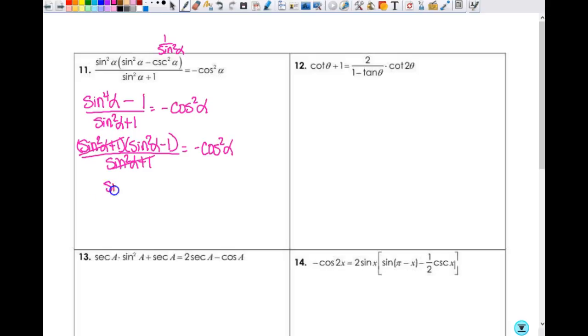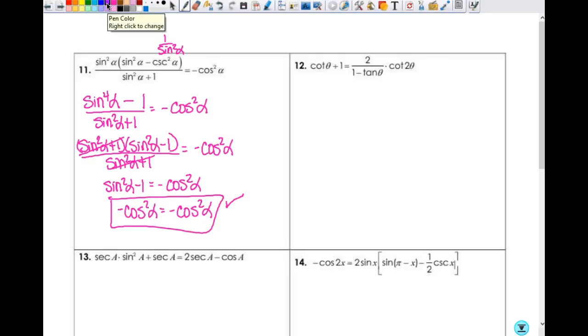So then that leaves me with sine squared alpha minus 1 equals negative cosine squared alpha. And sine squared minus 1 is negative cosine squared, so negative cosine squared alpha equals negative cosine squared alpha. And we are done.